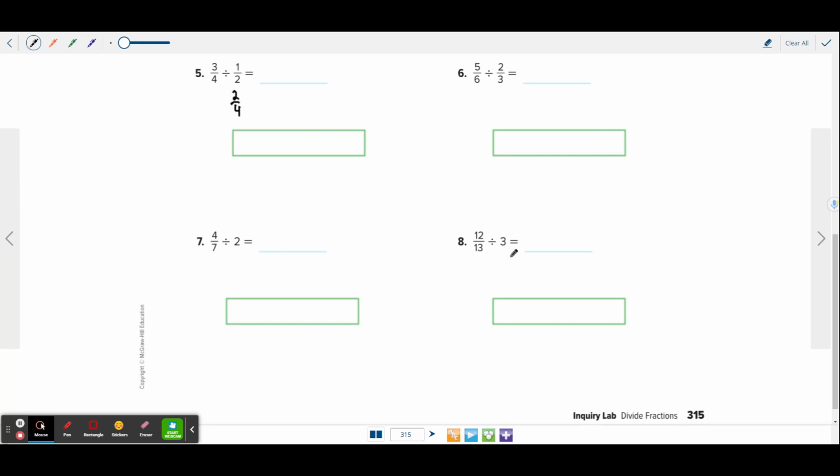Same thing with 12/13 divided by 3. You're going to cut it into, well, first you'll have your 13 sections, shade in 12 of them, and then you want 3 groups. So then how many are in each group is going to be your answer. Okay, so those are a little bit different.